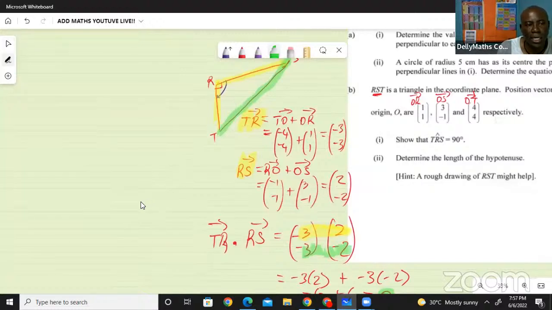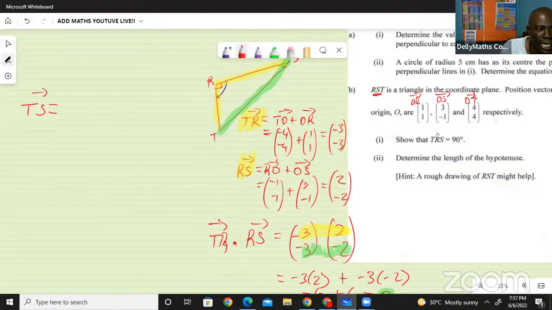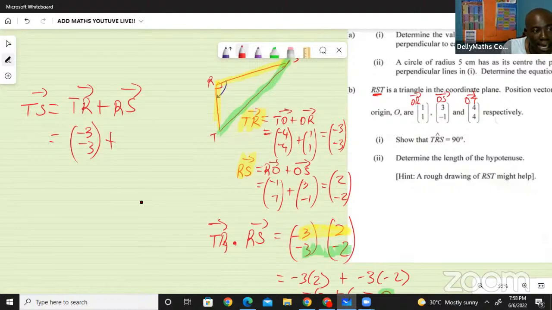So I'm going to travel from T to S, because vector is about traveling. I am going to travel from T to S and do it. TS is to move from T to R, plus move from R and end up at S. Now, T to S. Remember, T to R, we have TR. TR was -3, -3. RS, I have RS as 2, -2.